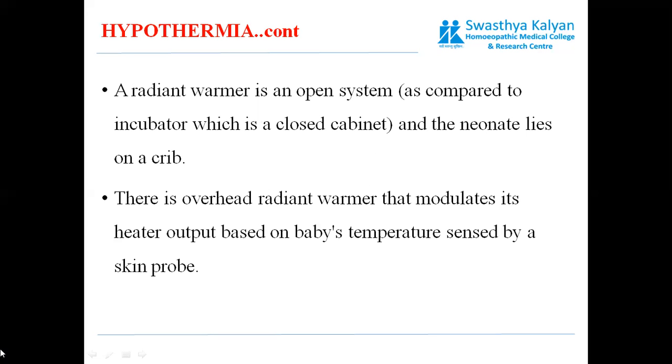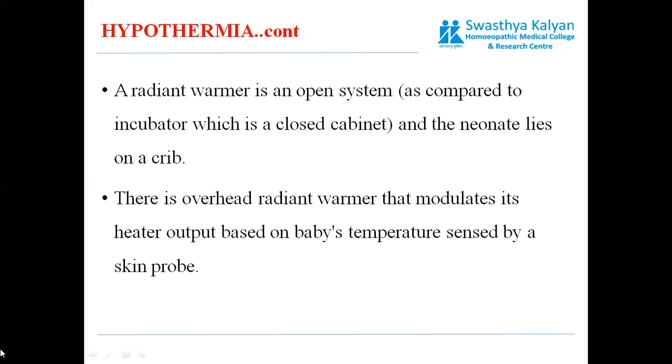Now, a radiant warmer is an open system as compared to the incubator, which is a closed cabinet, and the neonate lies on the crib. In this also there is an overhead radiant warmer that modulates the heat output based on the baby's temperature, which is sensed by the skin probe. Skin probe method we have already discussed. So a radiant warmer is an open system and the incubator is a closed cabinet.